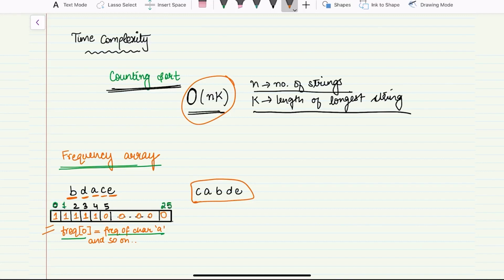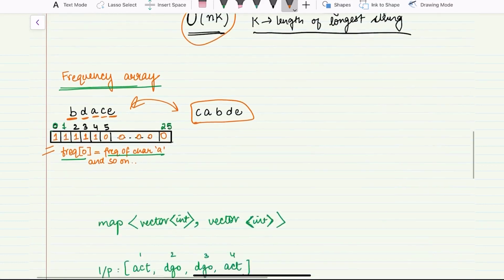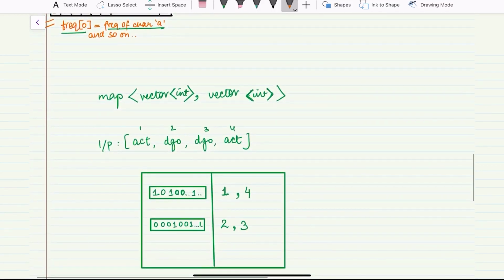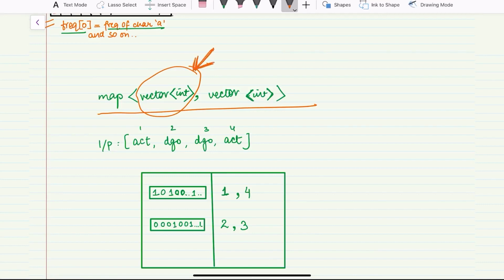And if the frequency arrays of both these strings come out to be equal, that means they are anagrams of each other. And likewise we can check this for all the strings given in the array. For this purpose we can have a map where the key, instead of a string, can be the vector of it. So here it represents the frequency array. The strings having the same frequency array will be pushed to the corresponding vector.